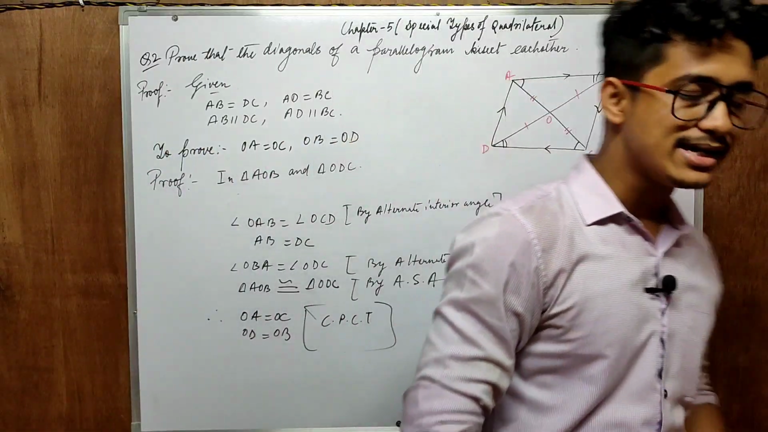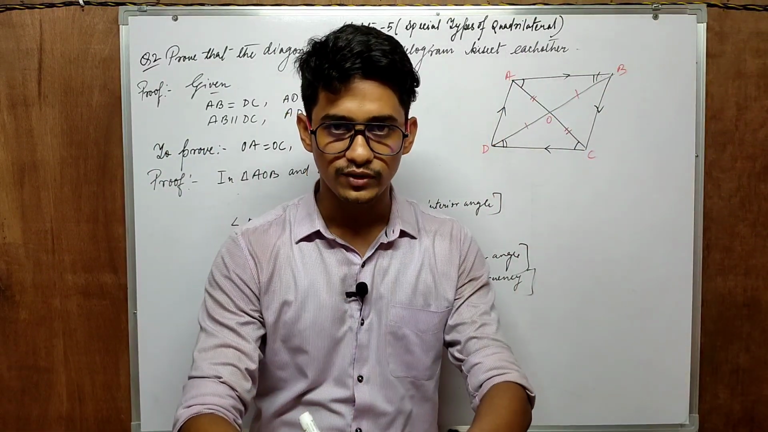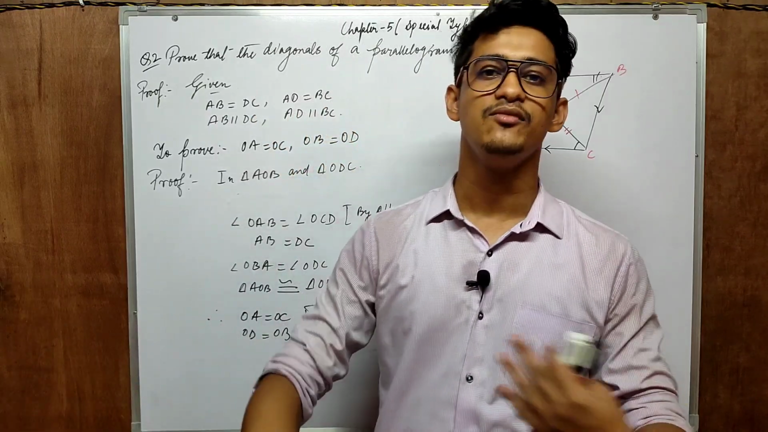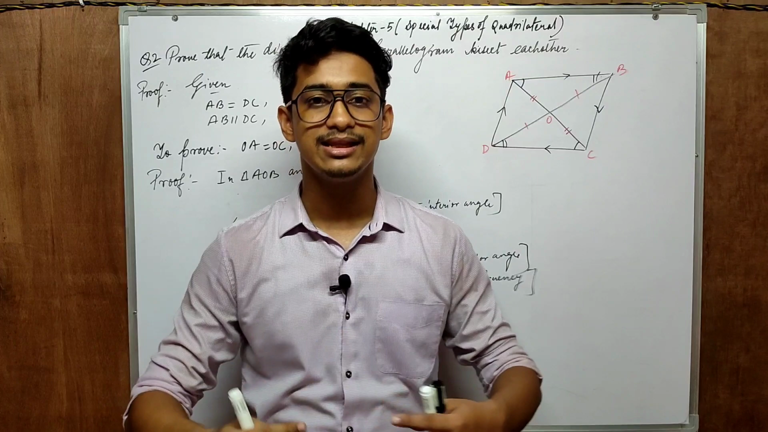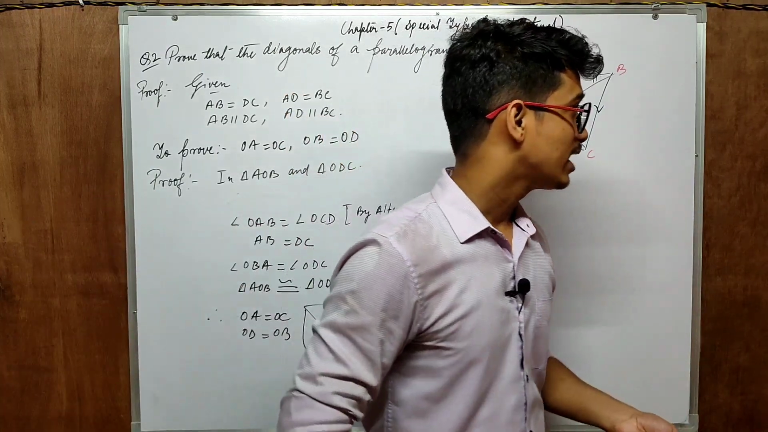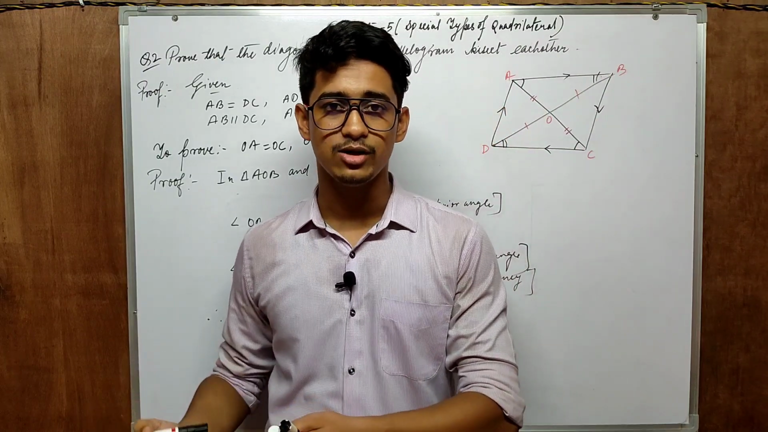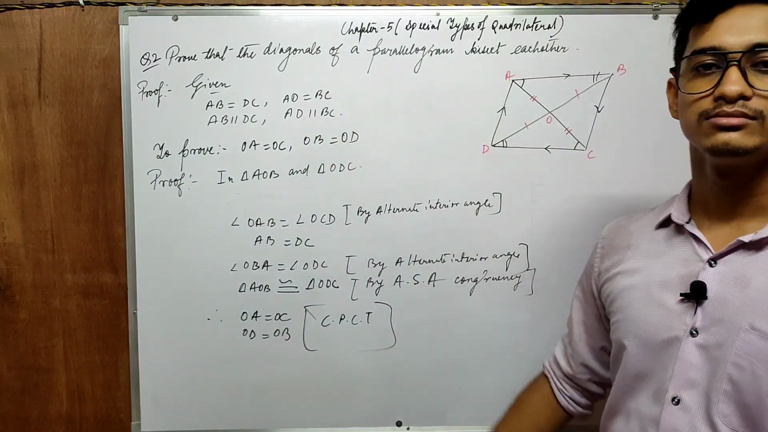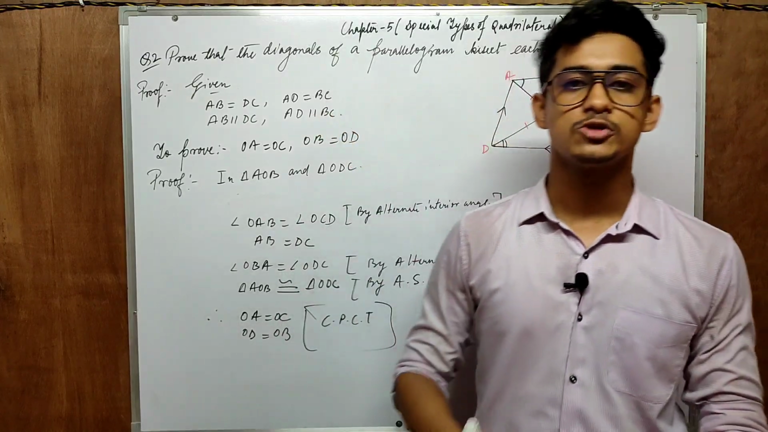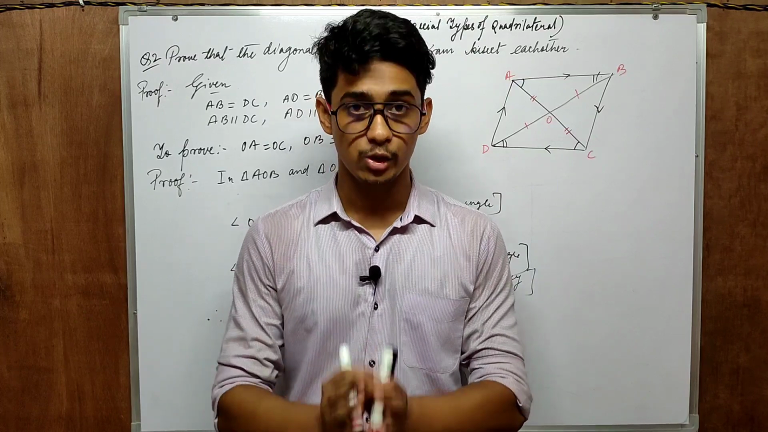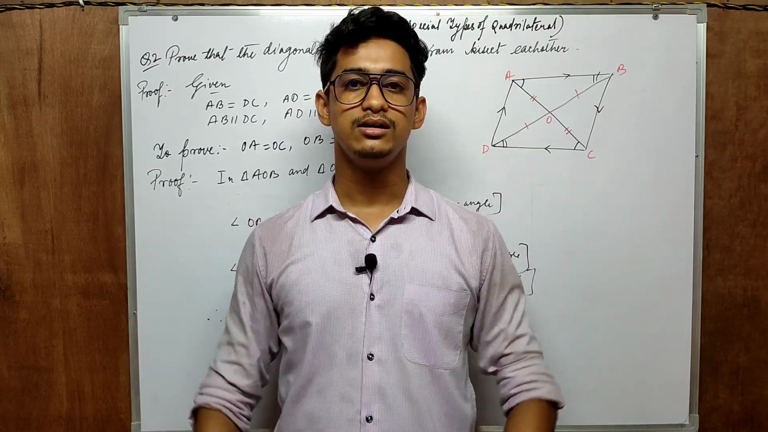So the main requirement is that we have to prove the triangles congruent by the application of congruency, and then we can compare the other sides by using CPCT: the corresponding parts of sides or angles are absolutely equal if the two triangles are congruent.